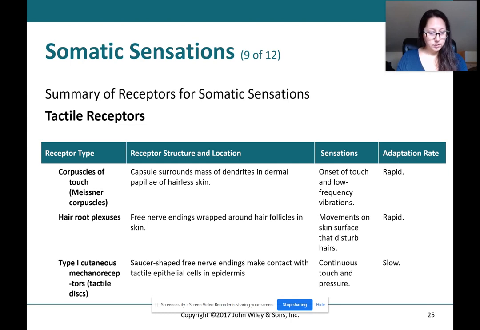Okay, tactile receptors. I think that we can skip through here. I don't remember if we talked about adaptation rate. Did I skip over that?